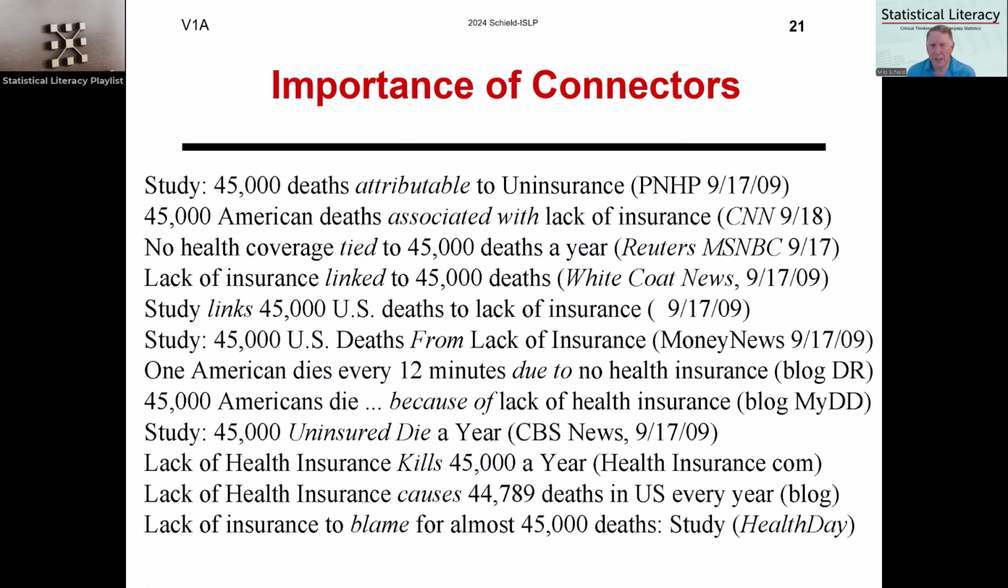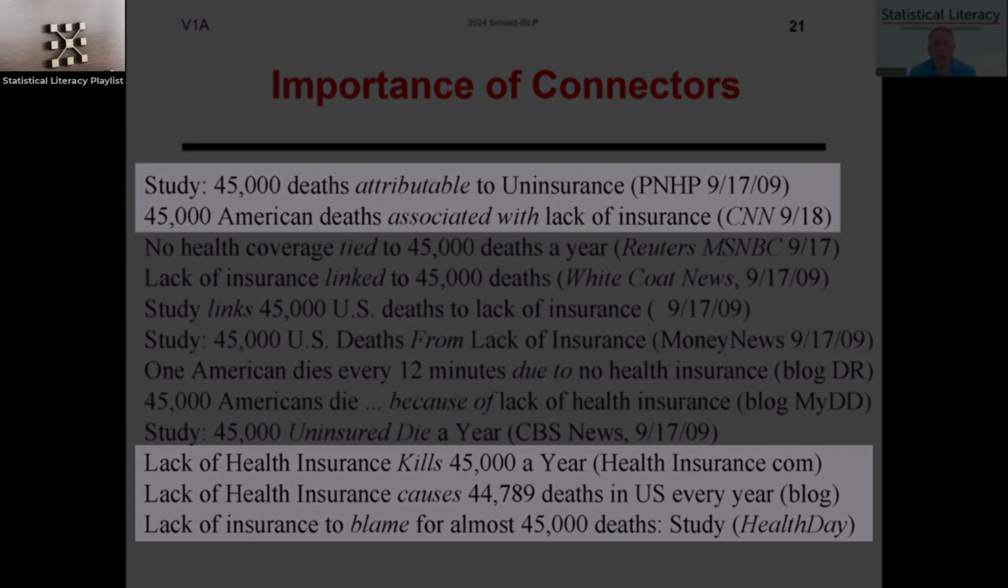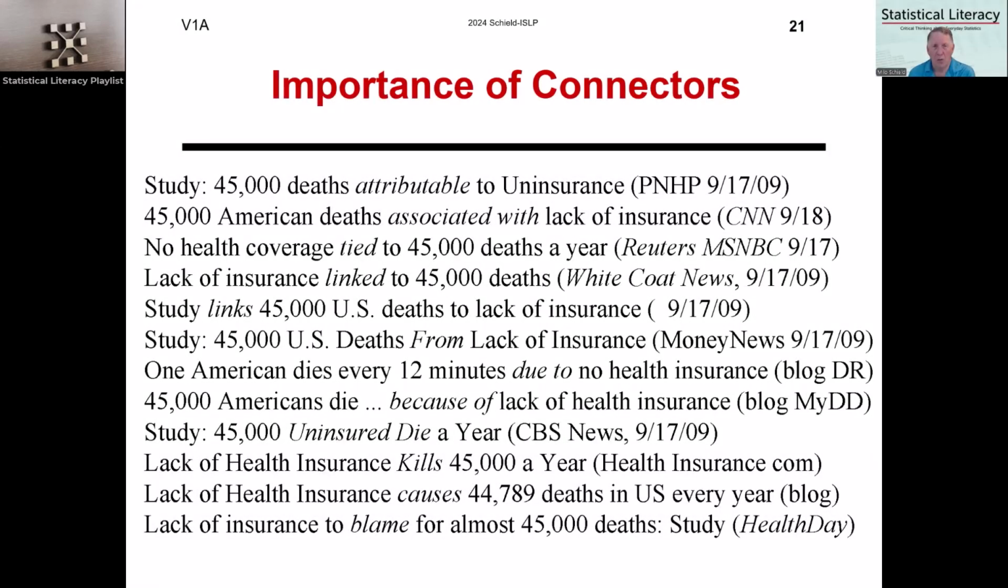There's too much to read here. Look at the first two lines and the last three. These are headlines all on the same subject. First line, 45,000 deaths attributable to uninsurance. 45,000 deaths associated with lack of insurance. Those are straight up claims, but look at the verbs as we move down the list.